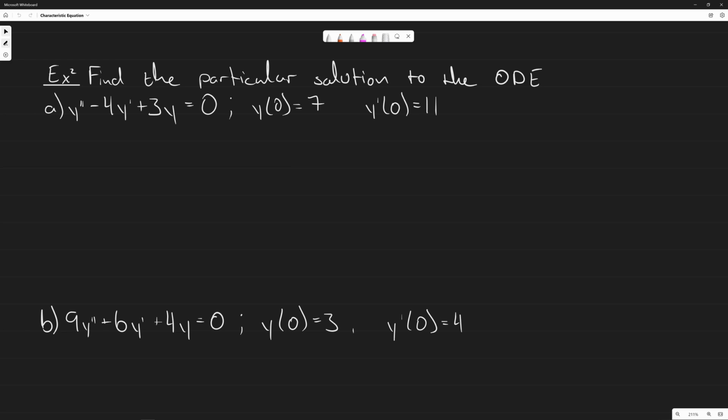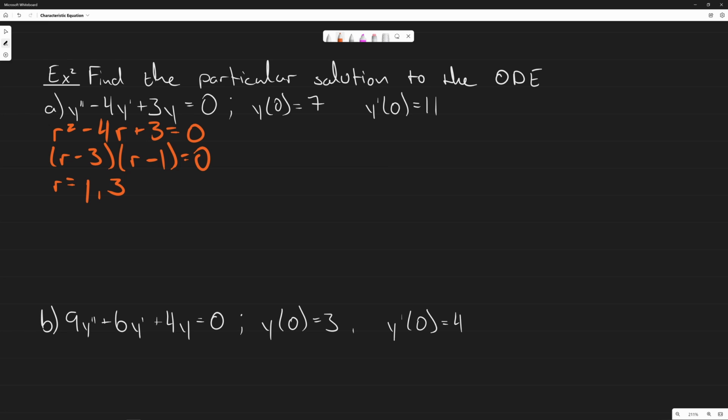For this first example, we're told to find the particular solution to y double prime minus 4y prime plus 3y equals 0. Because this is a homogeneous equation with constant coefficients, we can use the characteristic equation. It's the same thing as you see written in the ODE, except for the y's, it's just r's, and that is equal to 0. We can factor this into r minus 3, r minus 1 equals 0. So we have r equal to 1 and 3.